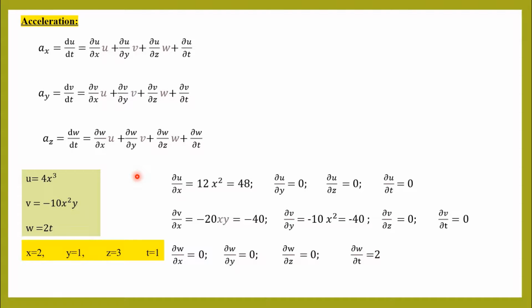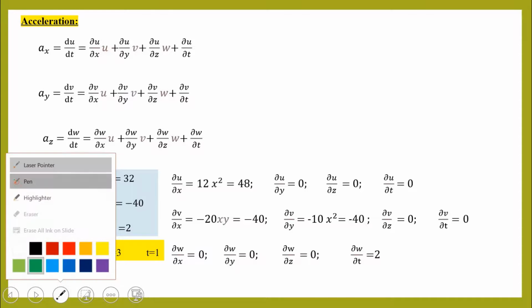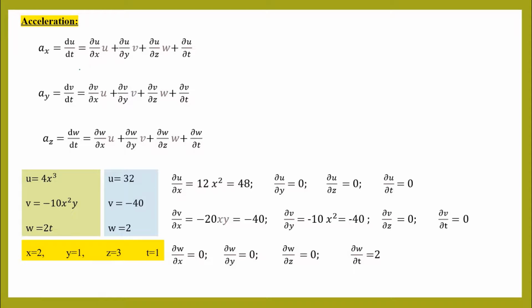Now we will take the values of u, v and w that we have already found out for velocity, and substitute these values here. So here we have u into dou u by dou x, which is 48 into the u value, 32. All other terms are 0, so 0 plus 0 plus 0. And when you calculate, you will get 1536.